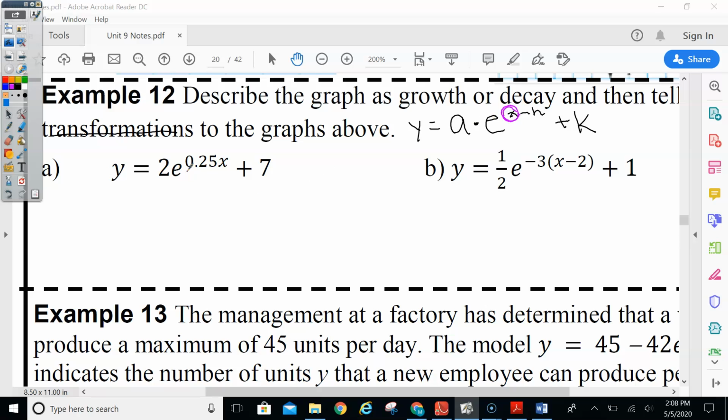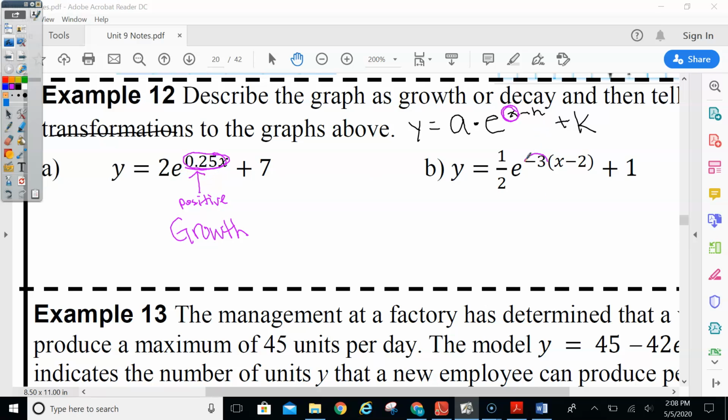So here, the exponent is 0.25. So I don't care that it's a decimal. I care that this number is more than 1, so greater than or positive. So I'm going to say this number is positive. That means it's a growth function. I don't care that it's a decimal. That's fine. It's still going to be a number bigger than 1.